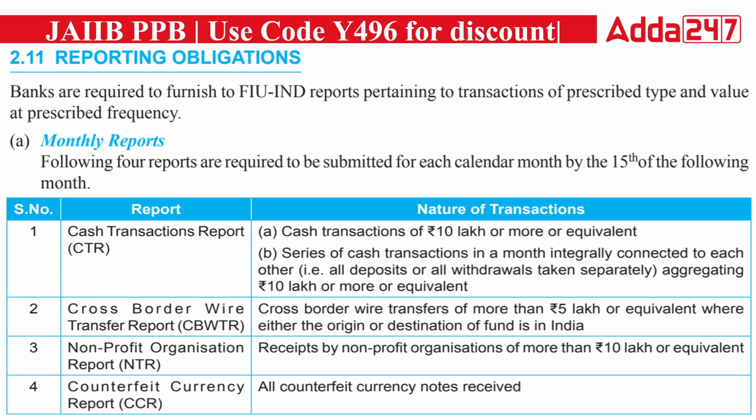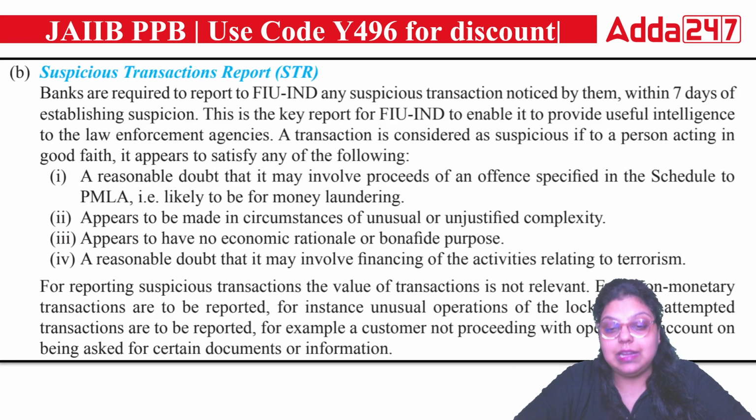Second, the cross-border wire transfer report has to be submitted. That is for a cross-border wire transfer of more than 5 lakh or equivalent where either the origin or destination of funds is in India. Third is the non-profit organization report. It says receipts by a non-profit organization of more than 10 lakh or equivalent. And fourth, the counterfeit currency report: all the counterfeit currency notes that have been received by the bank branch. Okay, so counterfeit currency means the fake currencies that have been received.